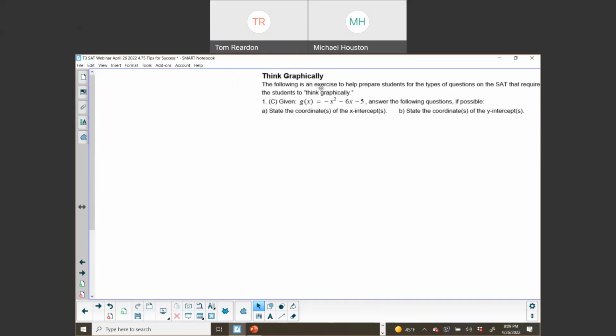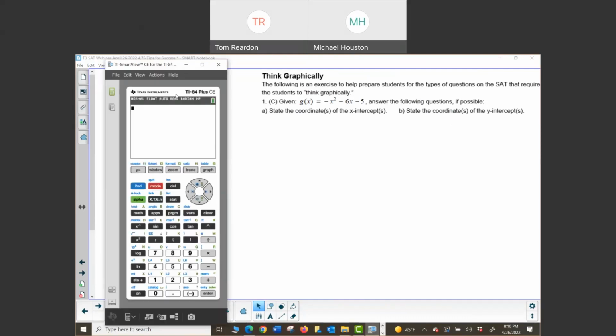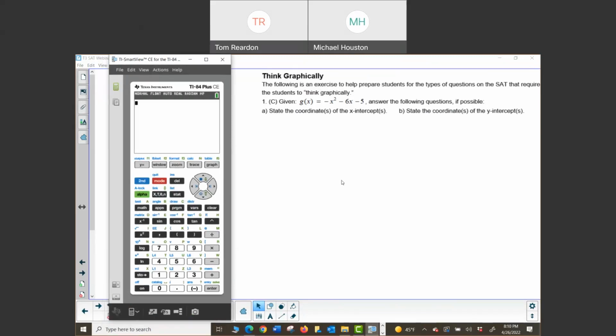So this says, given this function g of x, if possible, state the coordinate or coordinates of the x-intercepts and the coordinate or coordinates of the y-intercepts. So let me go ahead and talk through those. I'll bring up a trusty 84 here. In y equals, we'll clear out what's there, and I'm going to type into y1 what you see there: the opposite of x squared minus 6x minus 5.